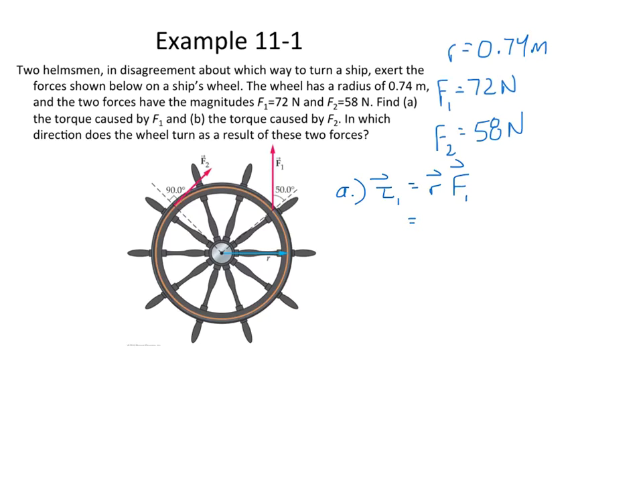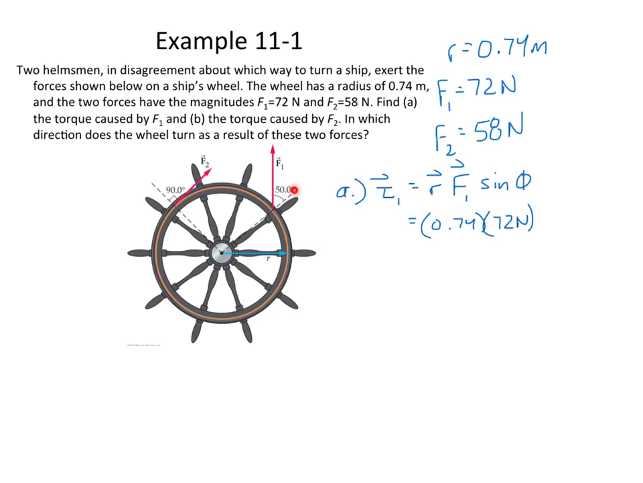times, oops, I shouldn't have written my equal sign quite just yet, times the sine of the angle between them, right? So our radius, that's going to be easy. That is 0.74 meters. The force is 72 newtons, and the sine of the angle between them. Okay, this is interesting. So here's our radius, and then the angle we were given right here is 50 degrees.